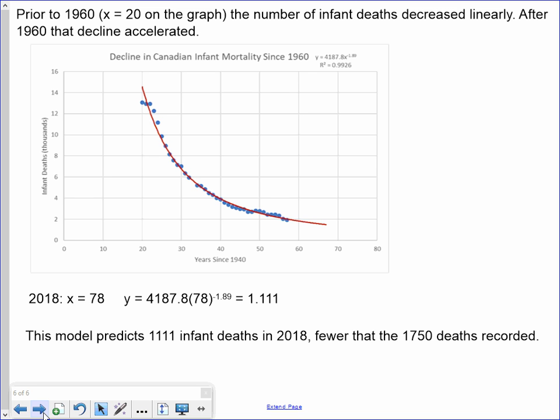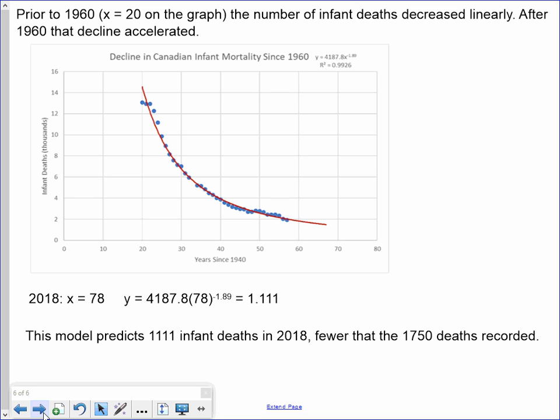And then we made our prediction using that equation, subbing in our value of 78 for the year 2018, because it's 78 years since 1940, and we got a y value of 1.111. So this model predicts 1,111 infant deaths in 2018. Now, the actual number that I looked up earlier was 1,750 deaths. So this model isn't probably as good as our linear model was.